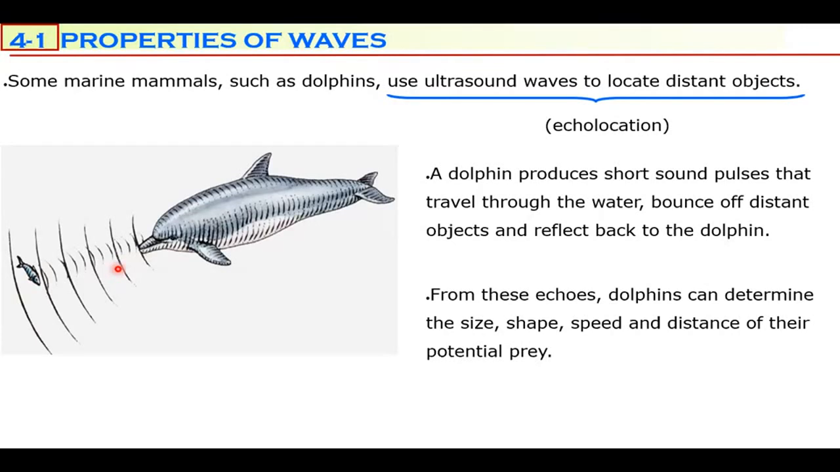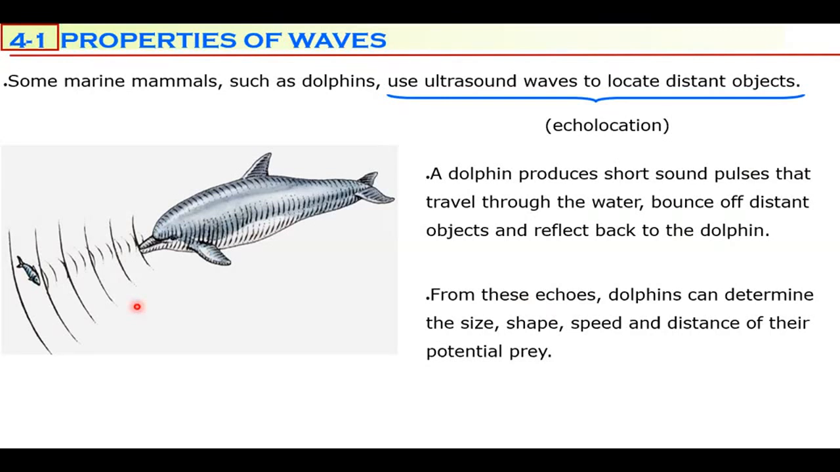It's just the same method. A dolphin produces short sound pulses, meaning ultrasound, short wavelength sound pulses that travel through the water and bounce off distant objects, which means they reflect back to the dolphin. From these echoes, this reflection, the dolphin can determine the size, shape, speed, and distance of their potential prey.